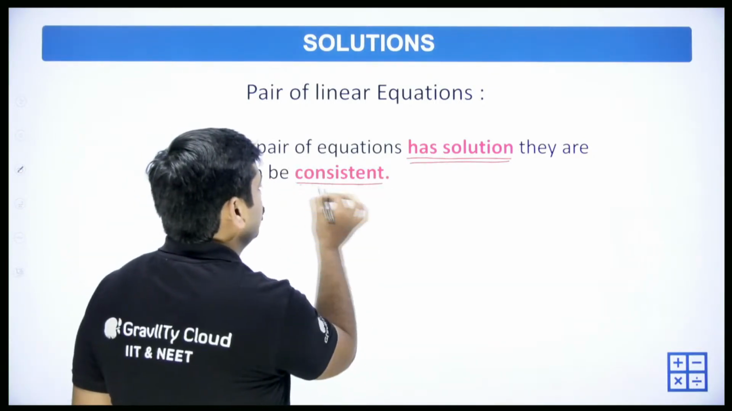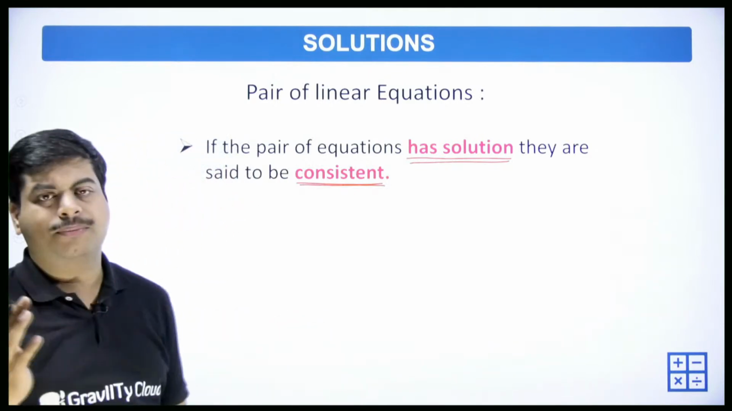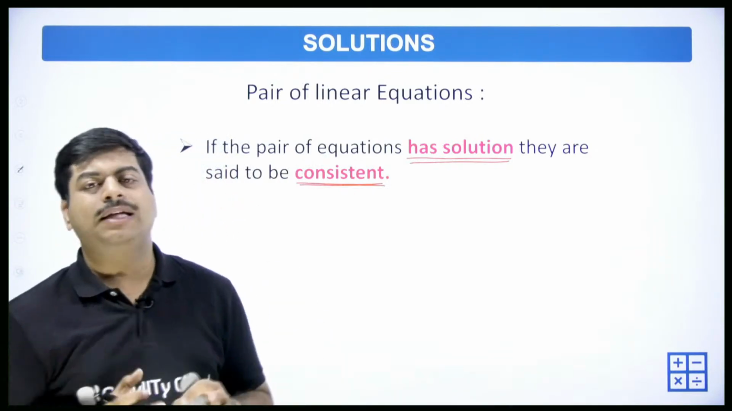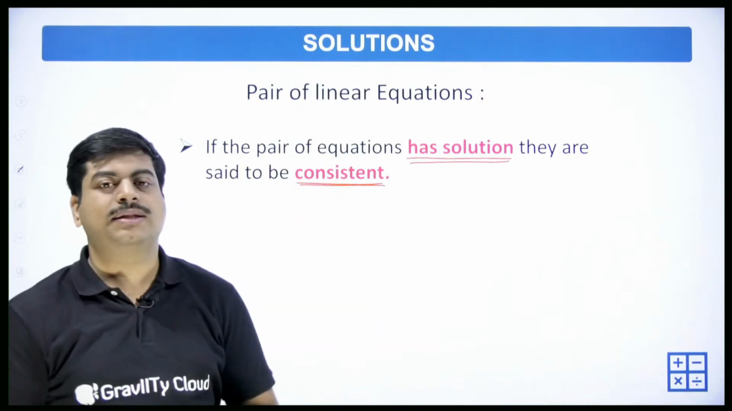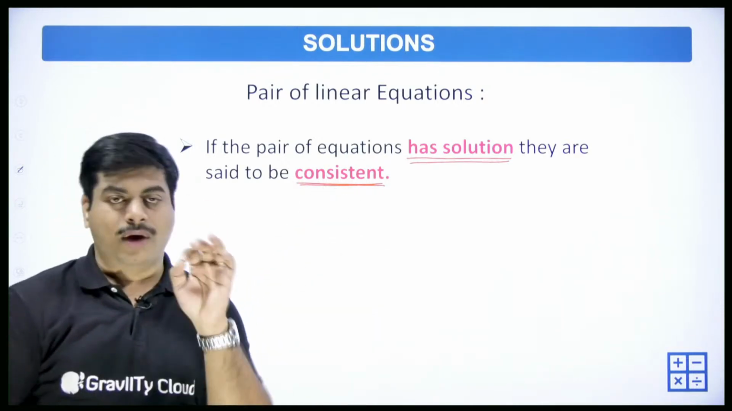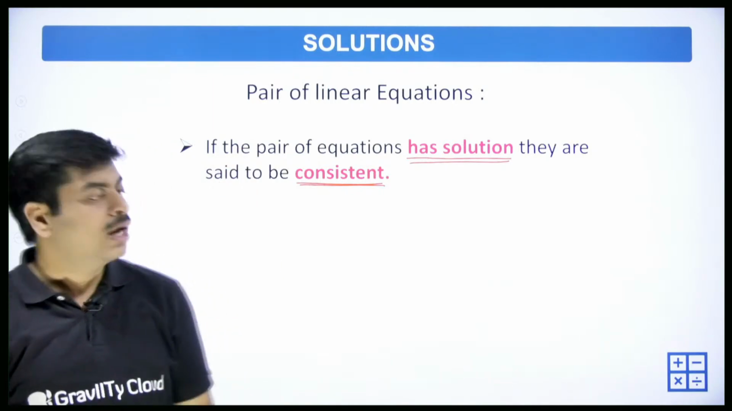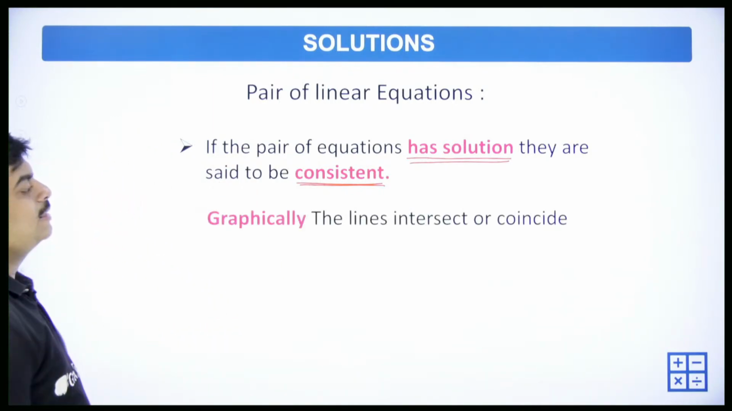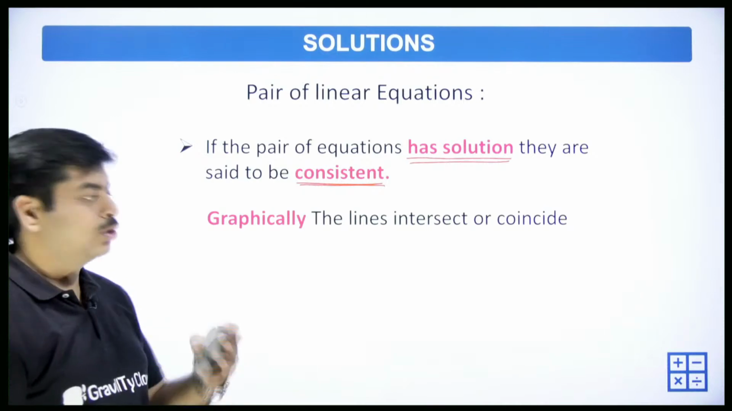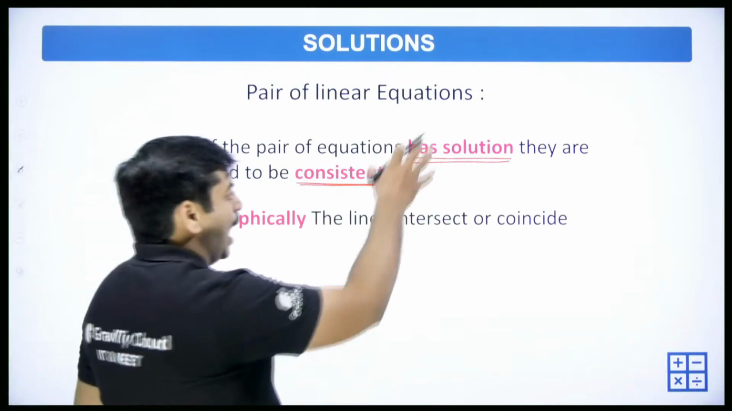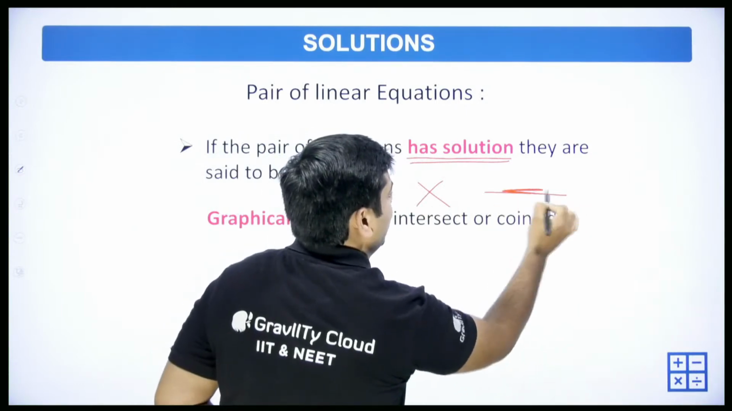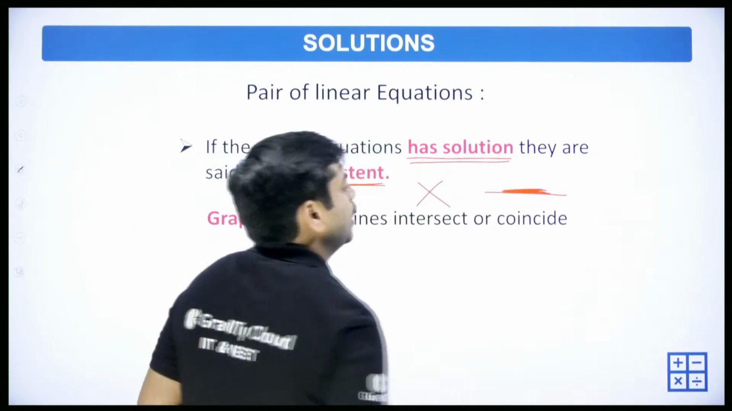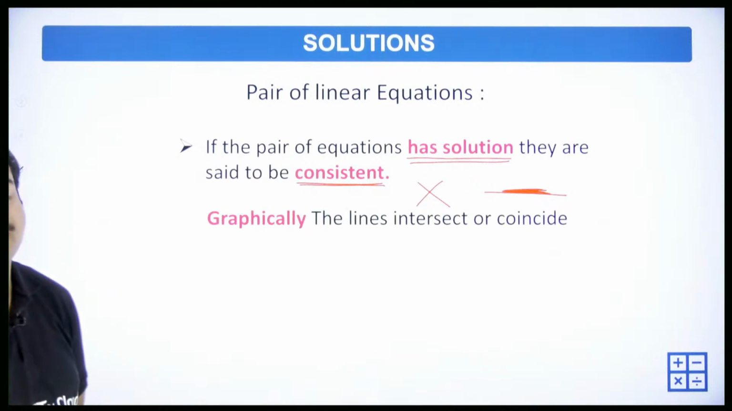If they have a solution, either one solution or infinitely many solutions, we say they are consistent. The word consistent says that they have a solution, one or infinite. Graphically, the lines intersect or coincide. Has a solution means they either intersect or coincide, lying on the same line.